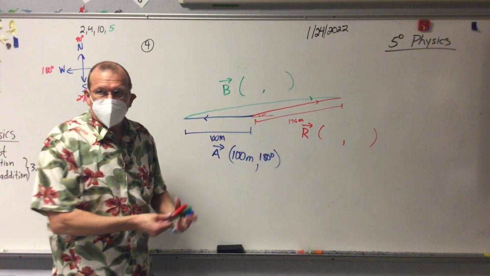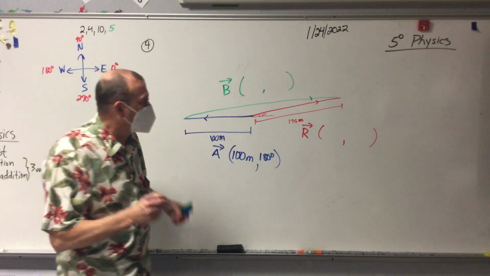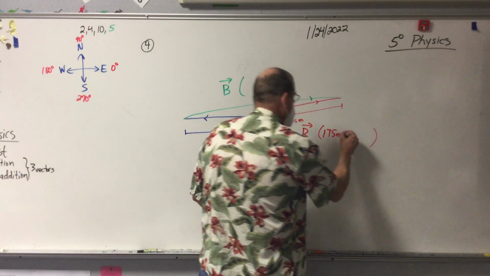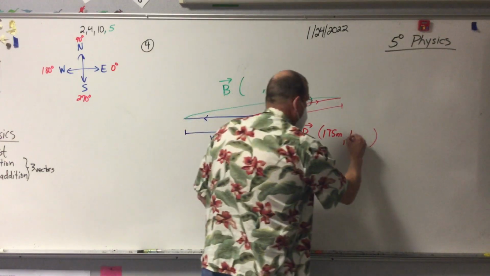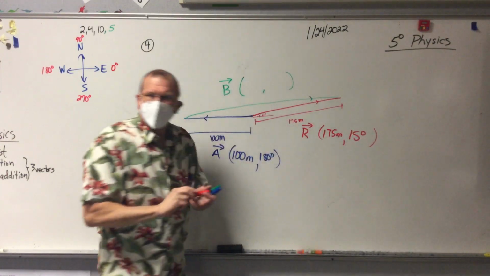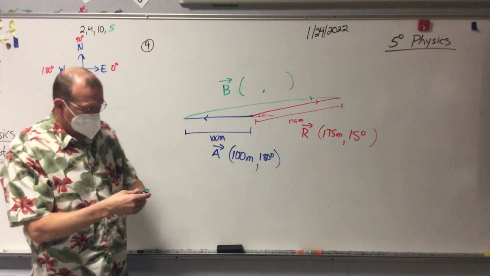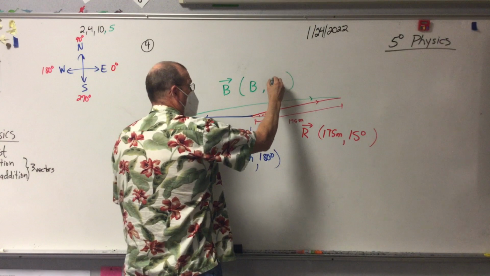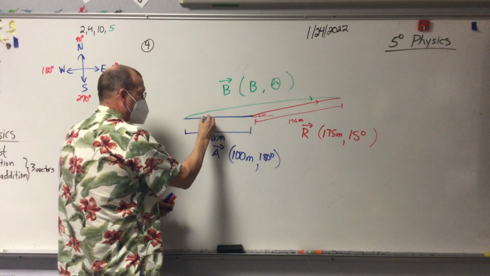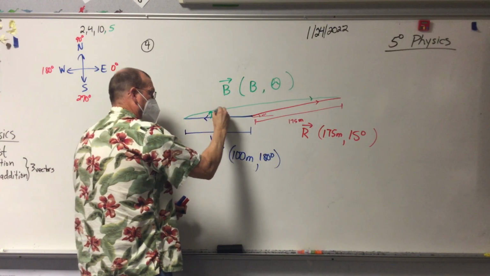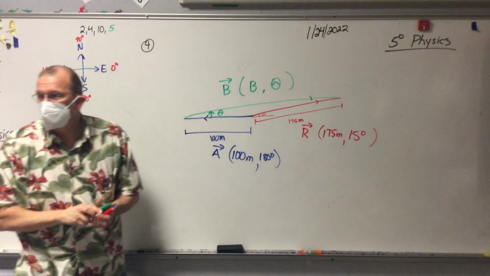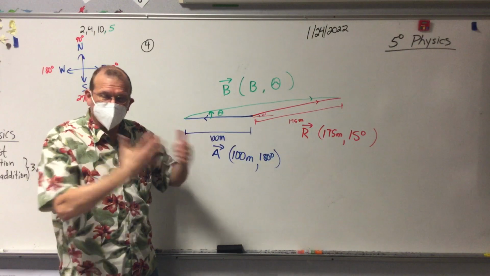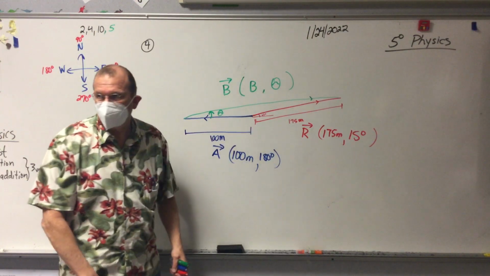Okay, what's our R? 175 meters, 15 degrees. And then B is just going to be... we know that it points in the first quadrant. So here's where I'm going to show you my rigor on this.